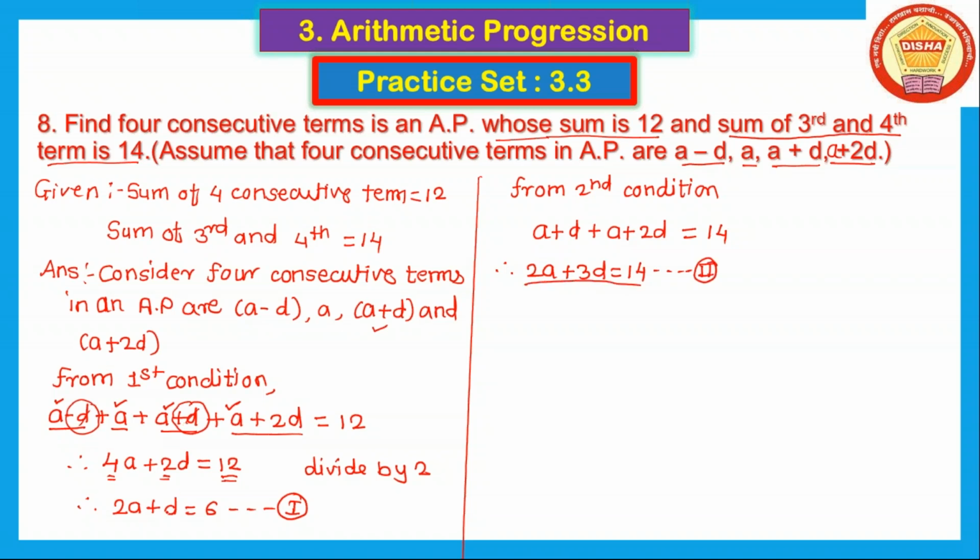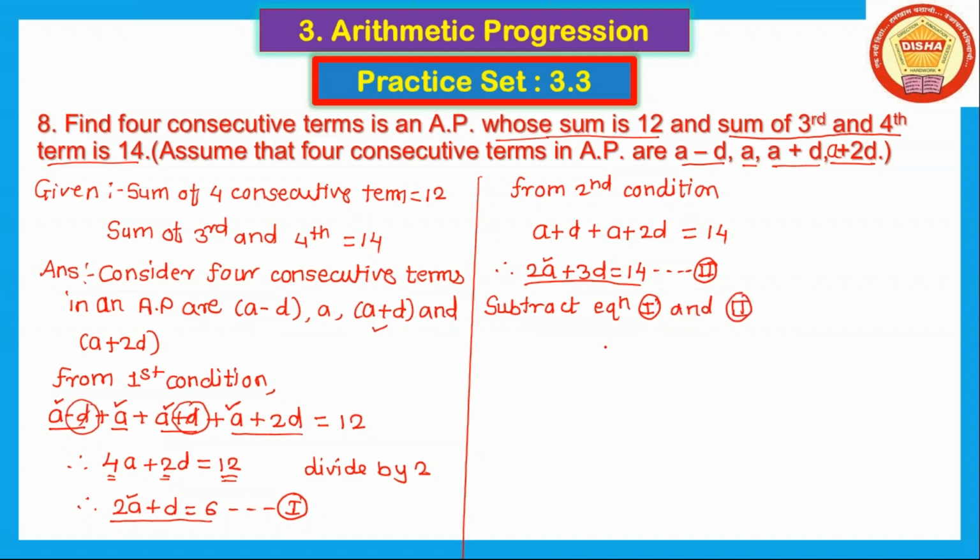Then see the first equation and the second equation. In both equations, a has the same variable and the same sign. To find these four consecutive terms, we have to find the values of a and d. Here we have two linear equations, so we solve them by subtraction. Subtract equation 1 and 2.